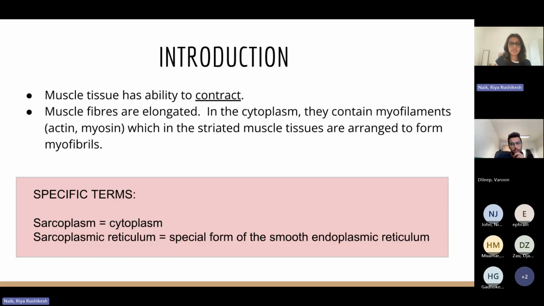Now, these two terms, which are written in this pink box, are going to be used often throughout this seminar. So, the sarcoplasm is just another name for a cytoplasm, but it is the cytoplasm of a muscle. That's why it is called sarcoplasm. And the same thing applies for sarcoplasmic reticulum. It is just another name for the endoplasmic reticulum of the muscle.